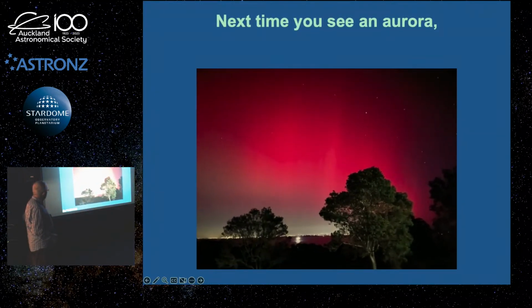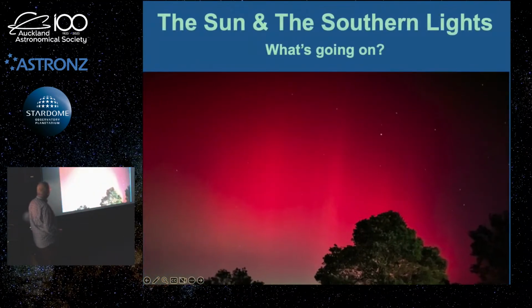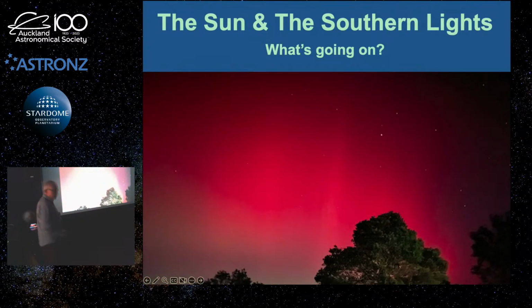So next time you see a picture like this of an aurora, I want you thinking this: what's going on on the sun's surface? And that's the sun and the southern lights. What's going on? Thank you very much.